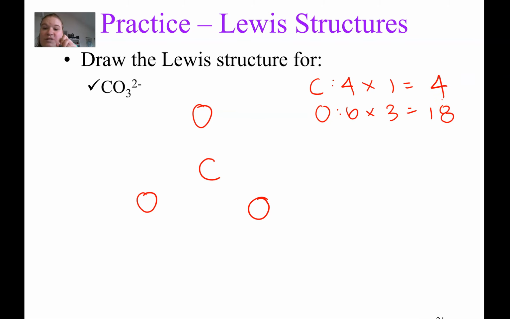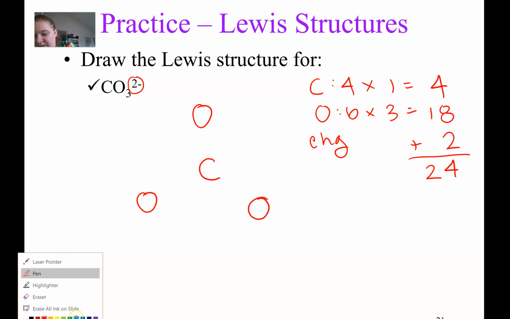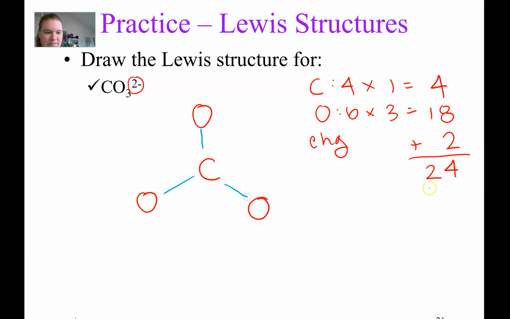Here's one of the different things. Our carbonate has a 2 minus charge. We need to incorporate that into our number of valence electrons. So if it has a 2 minus charge, that means it has two extra electrons. So I'm adding in two over there to represent that charge. So 4 plus 18 plus 2 gives us 24. So now we're going to distribute those electrons. 2, 4, 6.